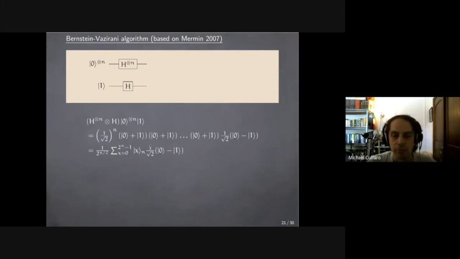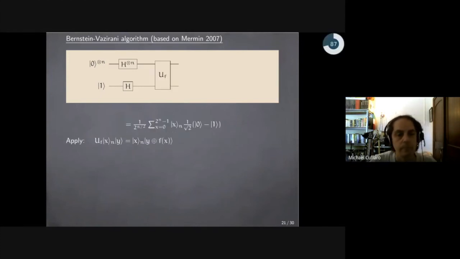Whereas the last qubit is going to be in this state here. Okay, so now we have this. And now the next step is we want to apply this large unitary transformation to these qubits. And now the unitary transformation is going to work as follows.